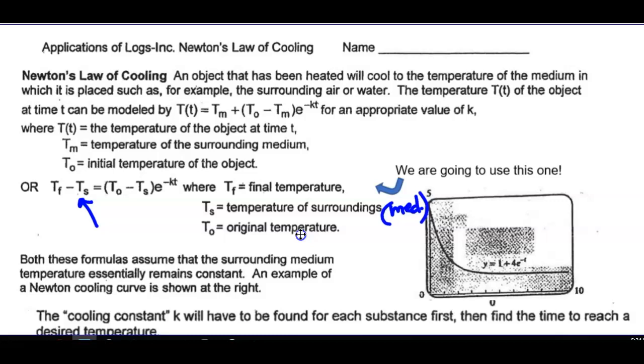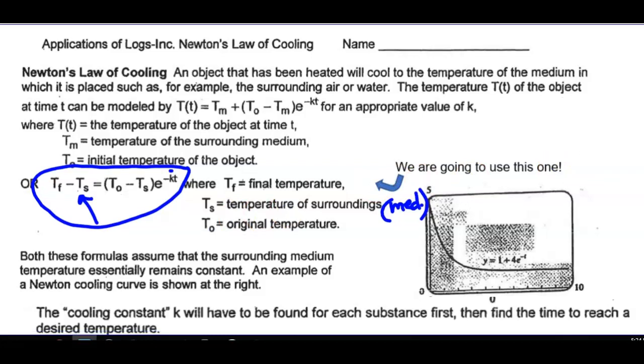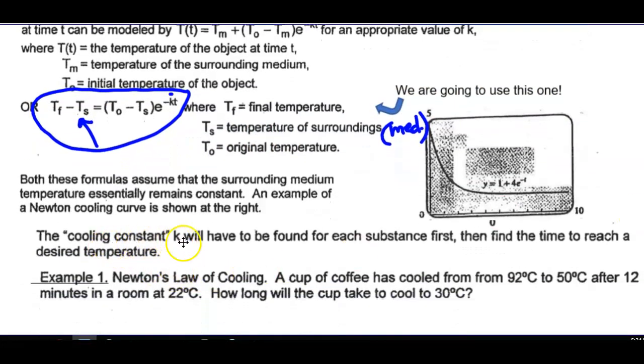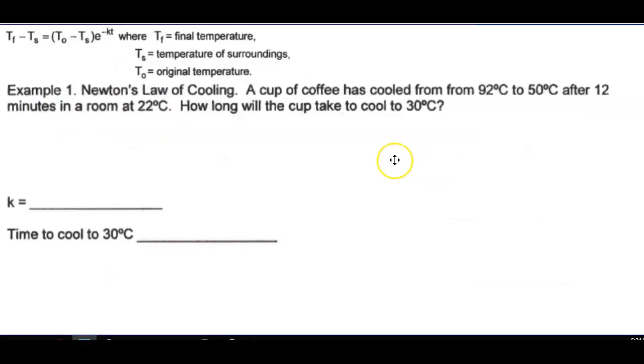I just want to talk about the science a little bit here. But we're going to use this formula right here. The issue is going to be that we have to do this twice because they're going to give us enough information to help us calculate first the K value and then go back and find the time to finish cooling something. So it says down at the bottom of this slide, the cooling constant K will have to be found for each substance first and then find the time to reach a desired temperature. All right, so I'm actually going to go to the next one here.